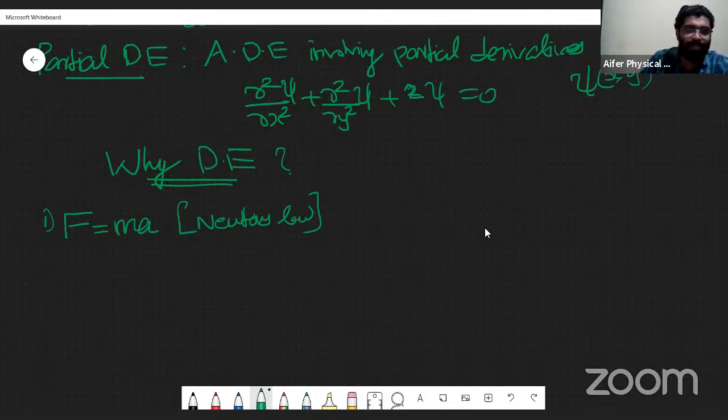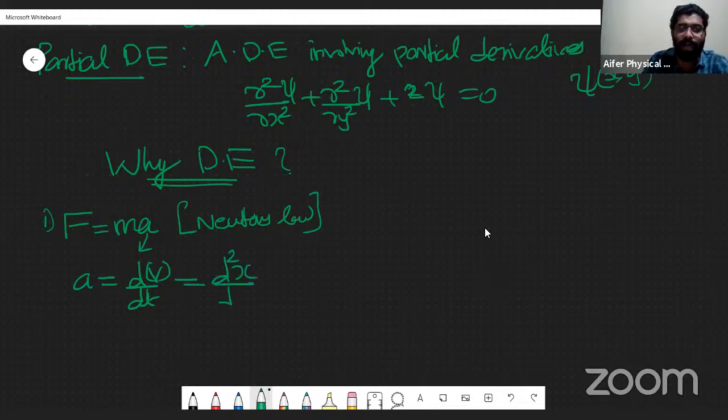If you look at acceleration, it is actually the rate of change of velocity. So velocity changes with respect to time, or it can also be written as d square x by dt square. So Newton's equation is simply a second order differential equation. Once you solve this equation, we get x as a function of time.